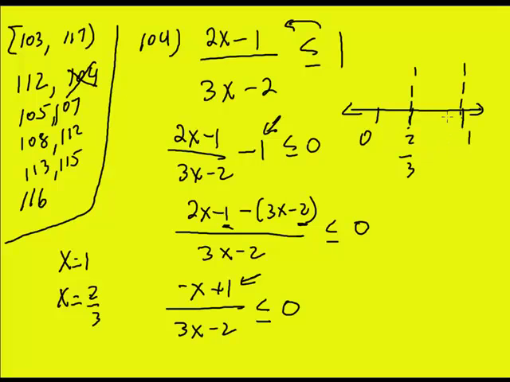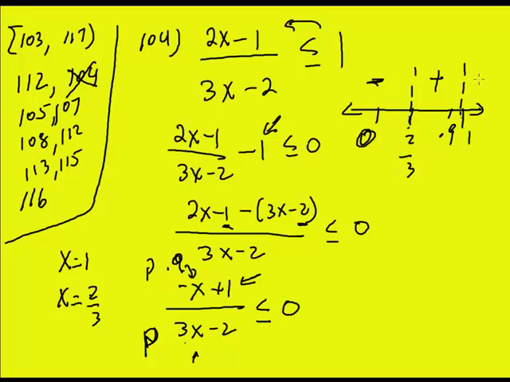I have to test every single interval. I'm going to put 0. When I put 0 here, top becomes positive. When I put 0 there, bottom becomes negative. So that's going to be negative. Pick a number between 2/3 and 1. Let's say 0.9. That's almost 1. Putting 0.9 here, top is still positive. Putting 0.9 in the bottom, 0.9 times 3 gives you almost 3, which will give you a positive when you subtract 2. So that's going to be positive.